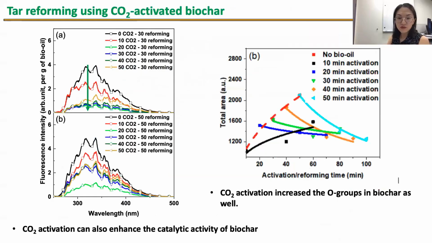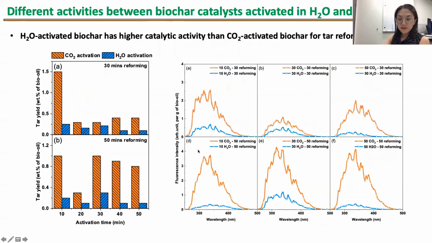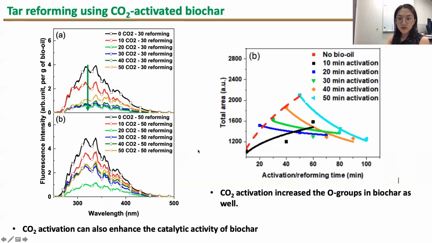For the next part, I'll show you some results on the different catalytic activities between the steam activated biochar and the CO2 activated biochar for tar reforming. As expected, the CO2 activated biochar also has better reforming efficiency than the non-activated biochar. And the oxygen-containing group trends further confirmed that oxygen-containing groups are important for enhancing the catalytic activity of biochar. Both during steam activation and CO2 activation, some oxygen was added to the biochar surface. But during tar reforming, these oxygen groups were consumed, causing the deactivation of the biochar.